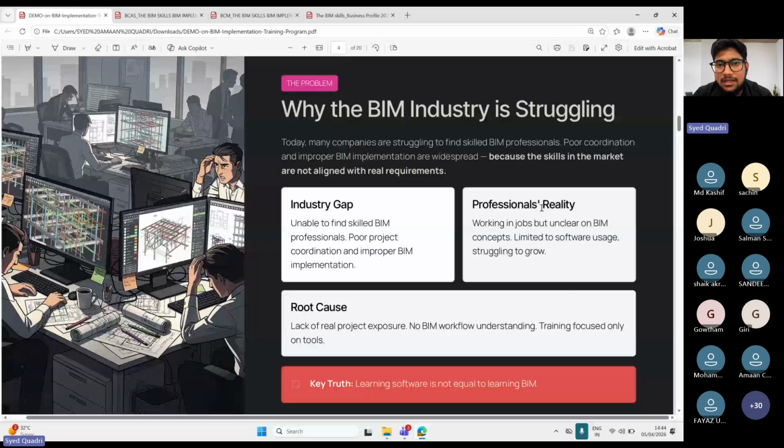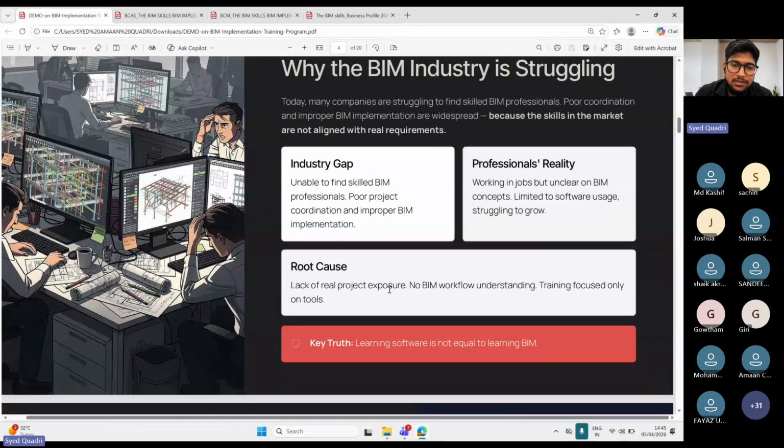Okay. And the professionals' reality. We saw many candidates who are working in BIM jobs, but they are unclear about BIM concepts. Not all, but there are some people who are unclear. So they are limited to software usage and they are struggling to grow. This scenario we discussed in the last session. If anyone missed, they can go to YouTube, search for BIM skills and watch the recent video.